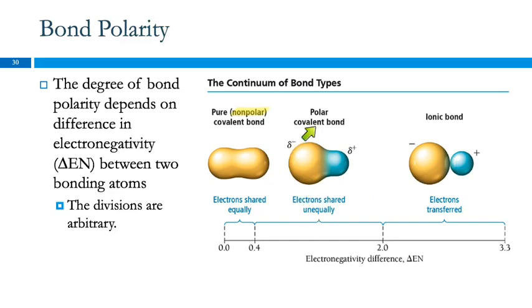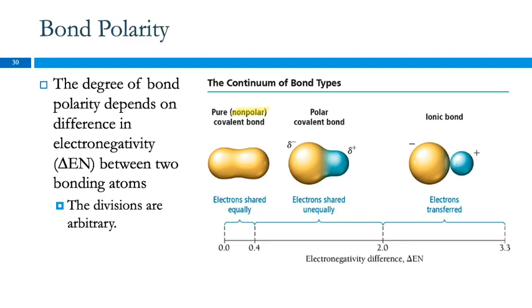We've got polar and nonpolar. In the middle, we have a polar covalent bond, where we've got a partial positive charge on one end and a partial negative charge on the other end. Electrons are being shared, but not equally. And then at this extreme, we have an ionic bond, electrons transferred, where this one has lost an electron, transferred it to that, and so you have a positive ion and a negative ion.